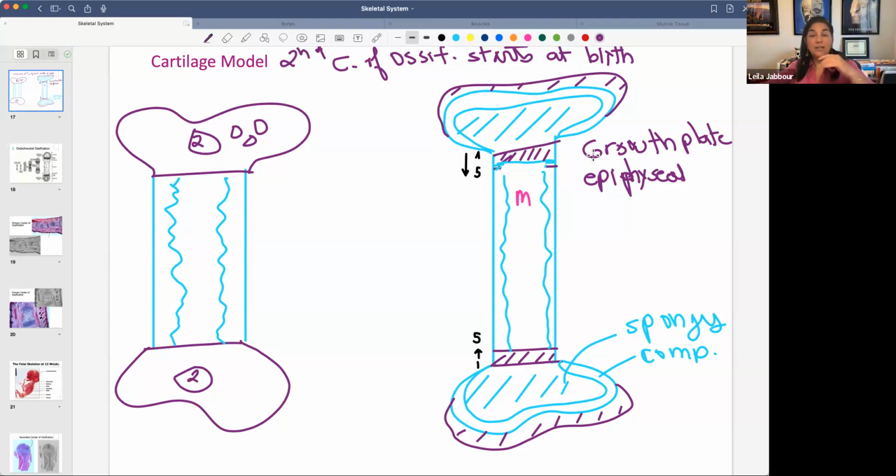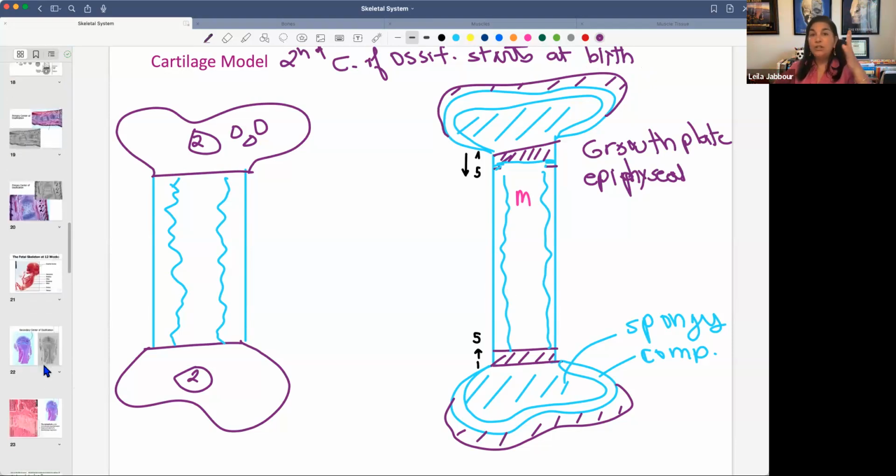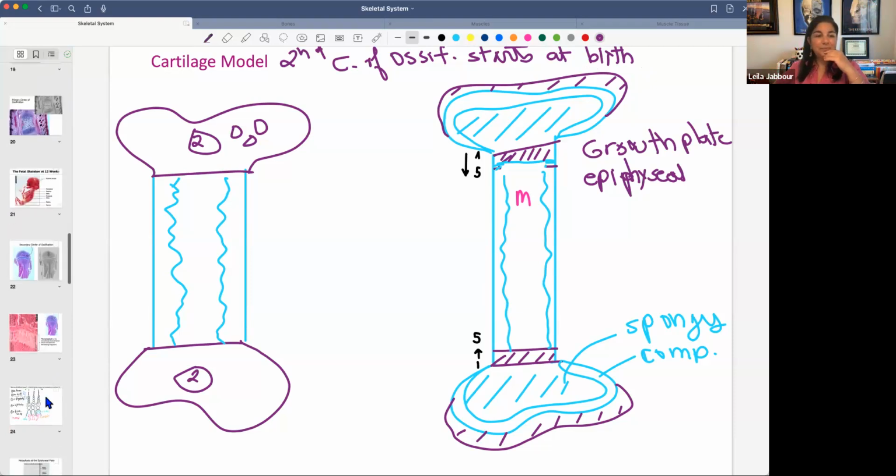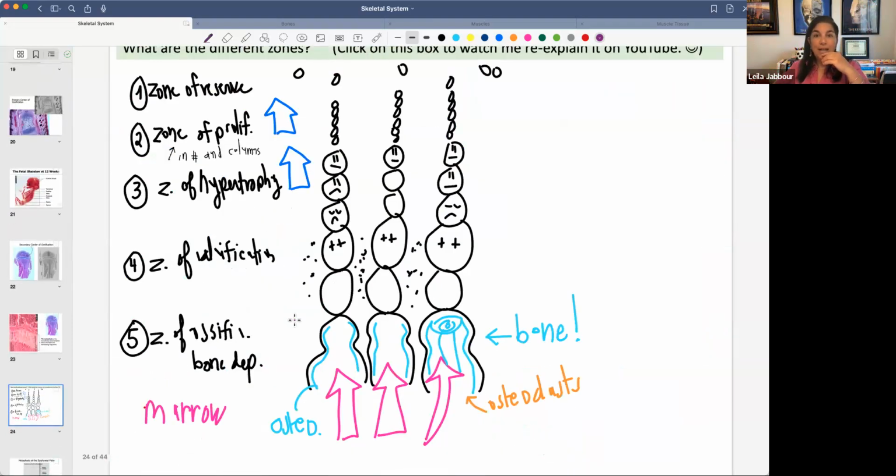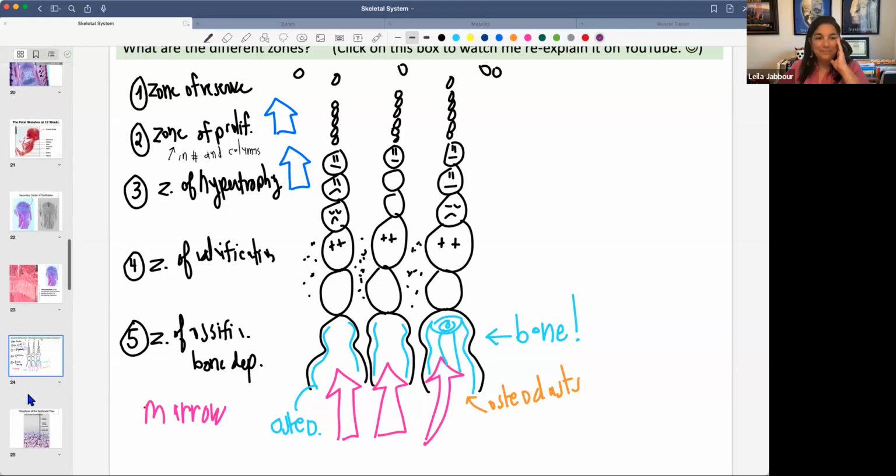And all of this is all bone. There are no more growth plates once you have reached puberty. So this story happens at the epiphyseal plates at the ends of long bones, both ends of long bones, all throughout childhood up to the end of puberty.